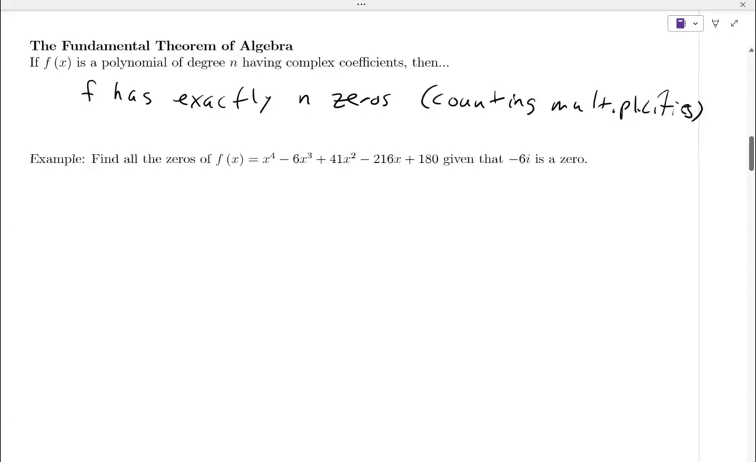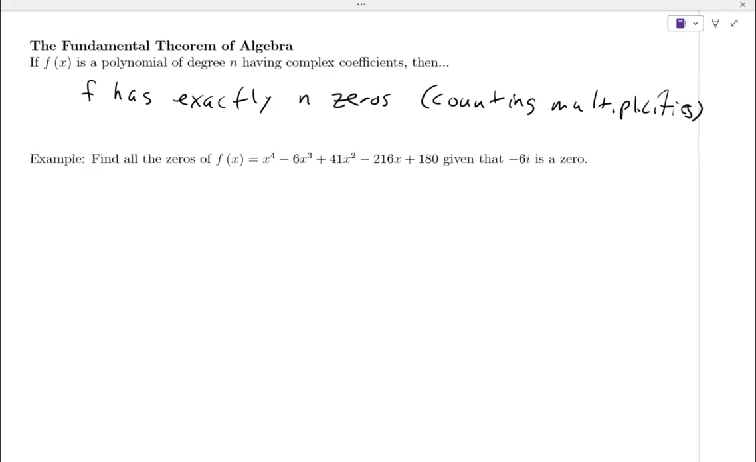So what that means is that if you have a degree 4 polynomial, it has 4 roots, 4 zeros. If you have a degree 7 polynomial, it has 7 zeros. You have to count multiplicities. Remember what multiplicity is again? What tells you multiplicity? The degree on that factor, right? The degree on the factor tells you the multiplicity.